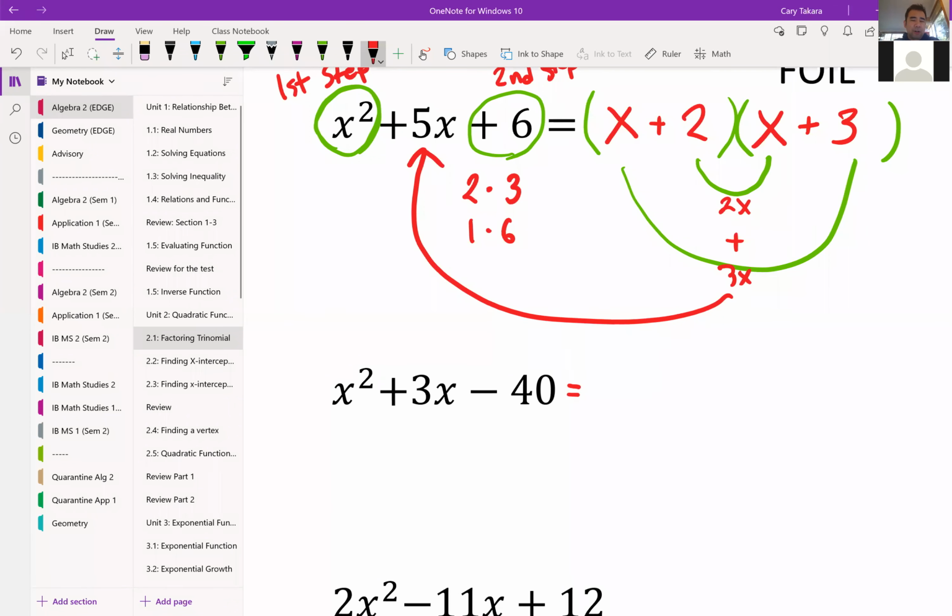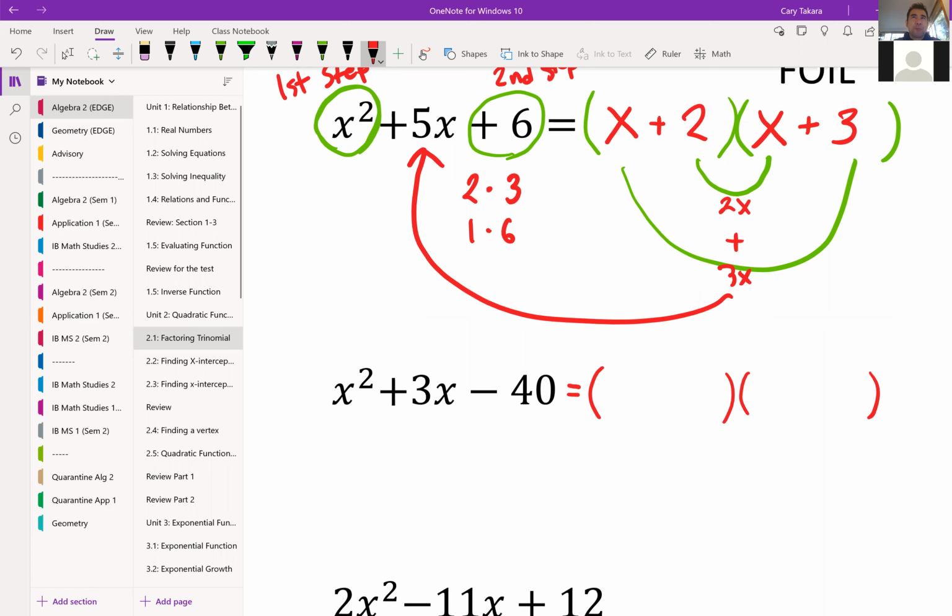So again, our goal is to put that expression, x squared plus 3x minus 40, back into the parentheses before you distributed it. Are you guys ready to move on for the second one? So here it is, okay?